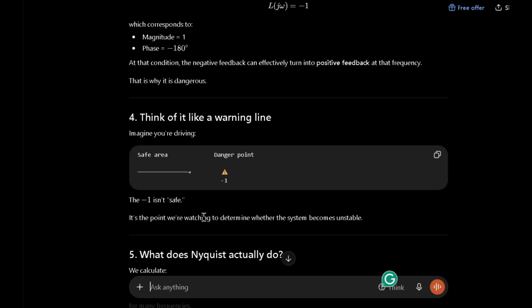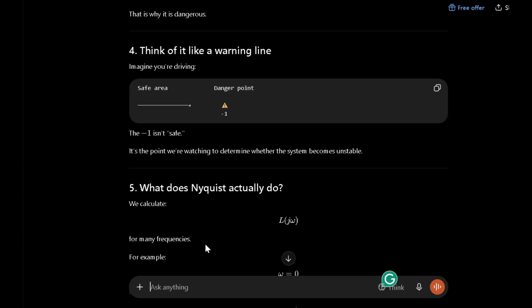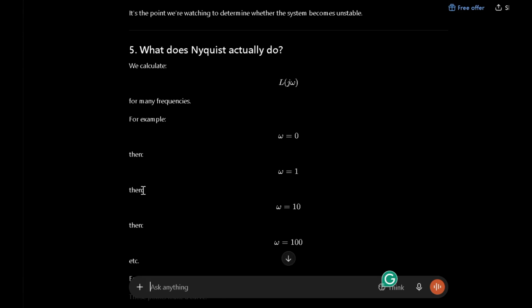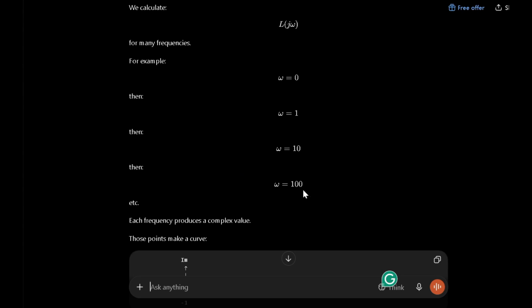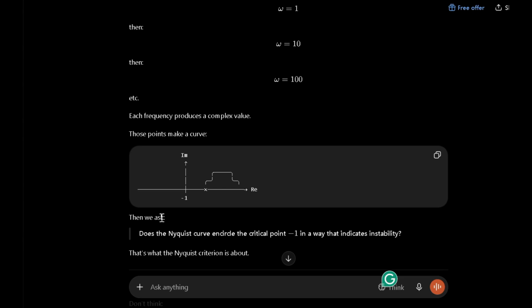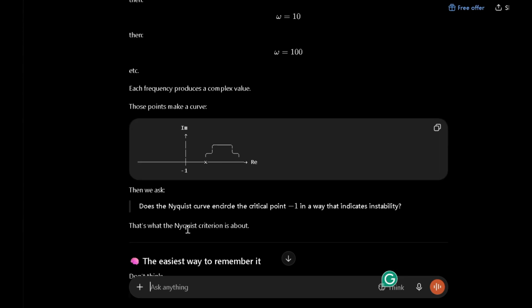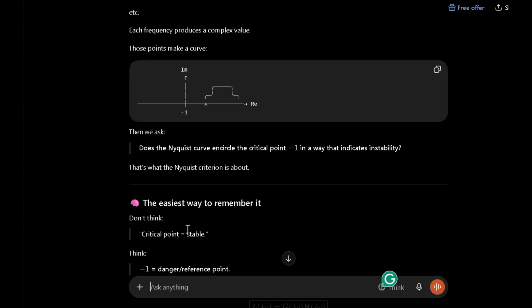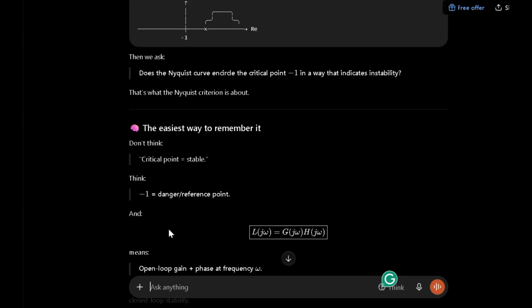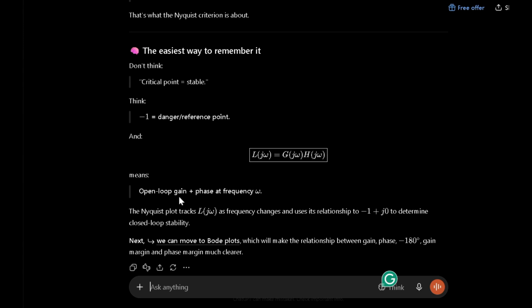As the system approaches instability, we look at many frequencies, for example omega equals 0, omega equals 10 and omega equals 100. Each frequency produces a complex value. Those points make a curve, and we ask whether it goes near or encircles the critical point minus one, which indicates instability. That's what the calculation is about. To remember it easily, think of the critical point minus one as a danger constant, and the open-loop gain and phase as varying with frequency.